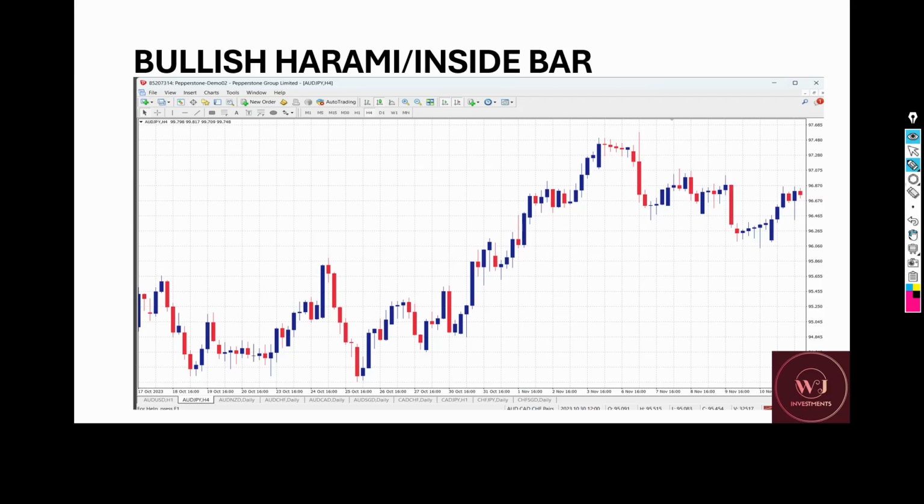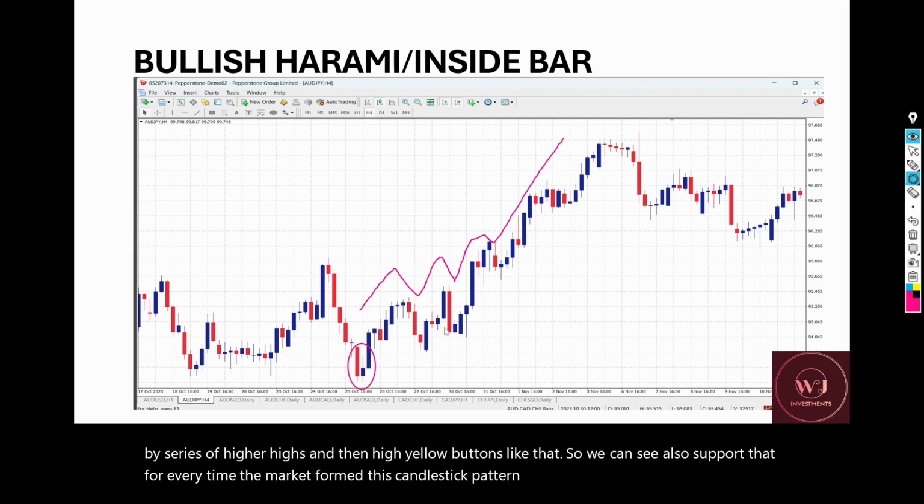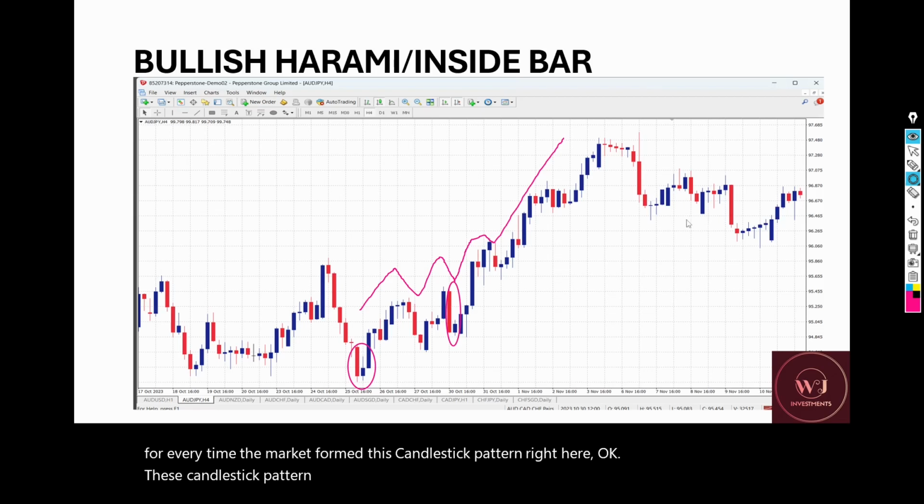So when you look at the screen right now, you can see that we have a clear uptrend. It's signified by a series of higher highs and higher lows. We can also spot that every time the market formed this candlestick pattern right here, that's when we got our turning points. This candlestick pattern is what we call the bullish harami.